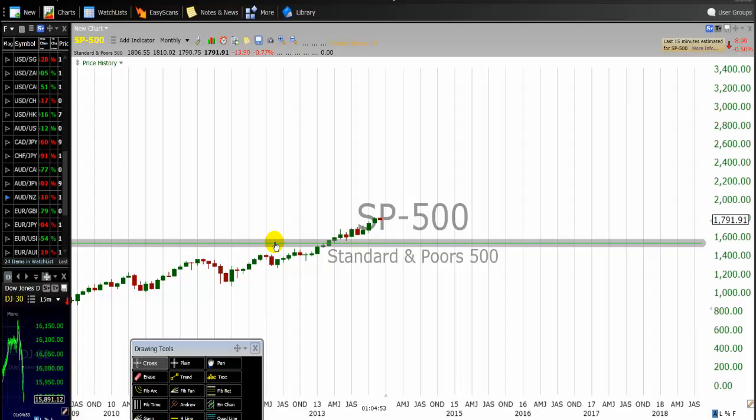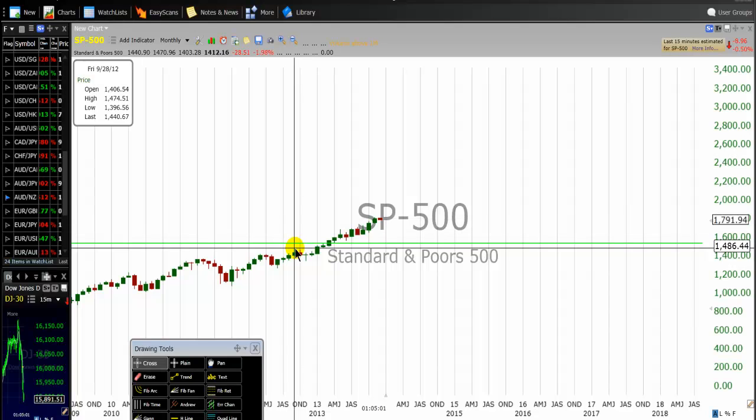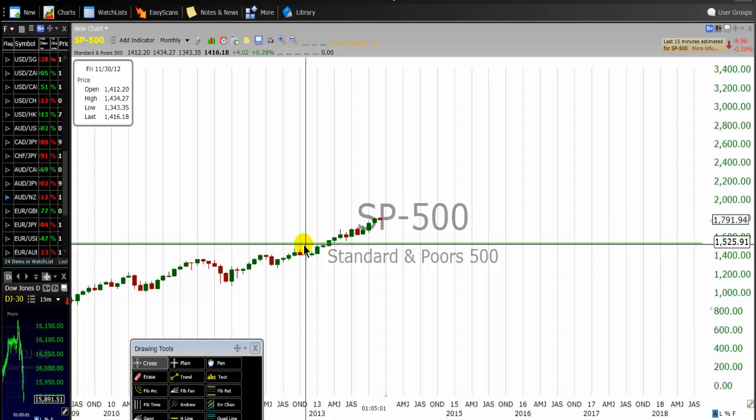The level is this green horizontal line now. That level is at 1500. Note it down, 1500. For the Euro USD, it's 13500. For Apple, it's 420. For the Dow Jones, it's 14,000. For the S&P 500, it's 1500. It's the green horizontal line here.